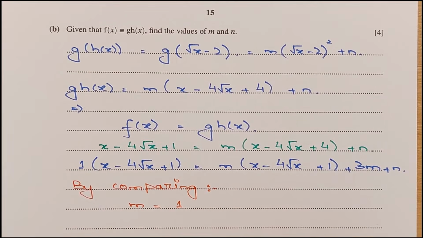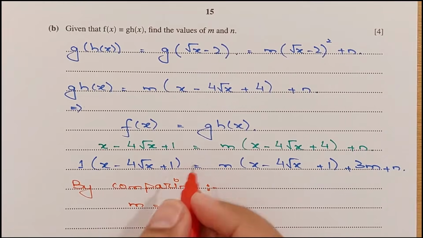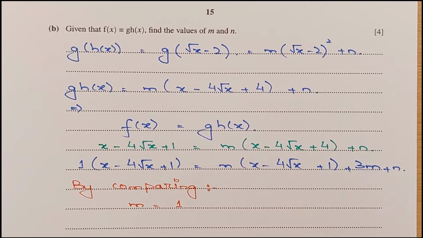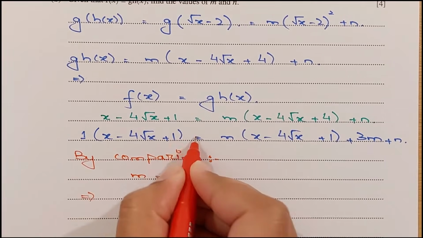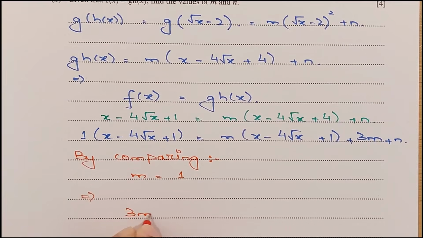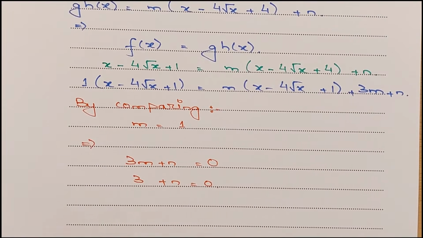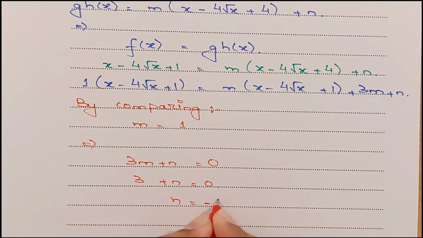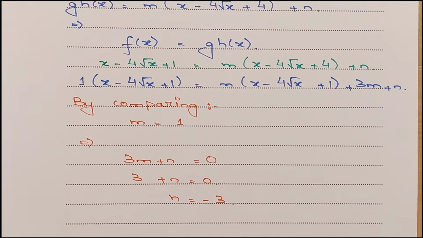And what is the n value? So when m is 1, we can solve for n. From here there is no other term, so we have 0 plus 0. So 3m plus n is equal to 0. So this is 3 plus n equals 0, because m is 1. So from here n is equal to negative 3. So the value of m is 1 and n is negative 3.